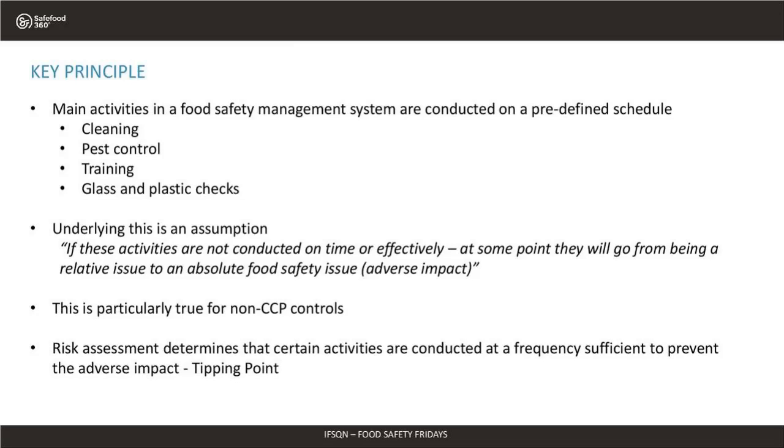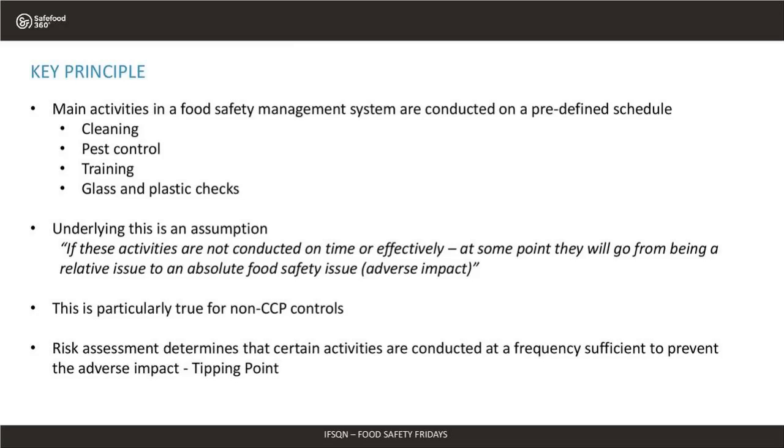So the key character of everything we do in food safety is related in some way to a frequency or a time interval. And that's important because underlying that, there's an assumption that if these activities are not conducted on this frequency or they're not conducted effectively, at some point in time, the operation will go from being what is safe for food production to being not so safe. So there is, in fact, kind of a tipping point that's reached that's based on frequency and based on time, and not necessarily the intrinsic risk itself. And that's particularly the case for non-CCP controls or general PRPs, for example.